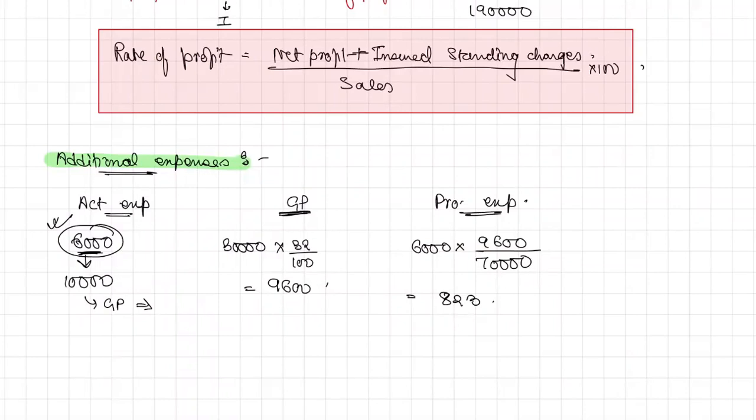चलिए. So what will be allowed will be lower of the three. Lower of the three will be allowed. So what is the lower amount over here? 823. Correct. So this amount will be borne by the insurance company.